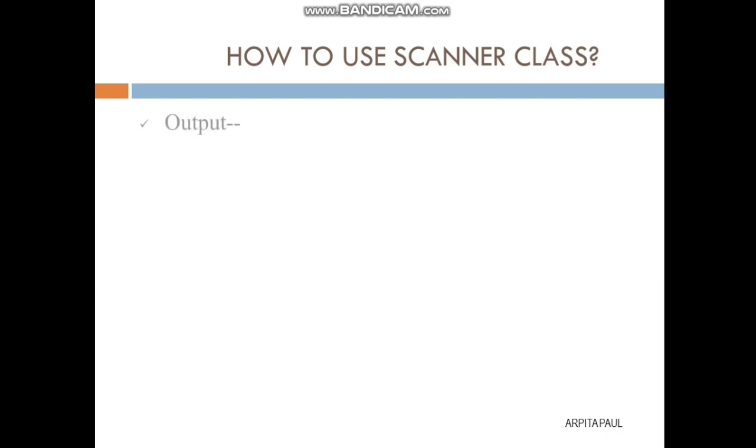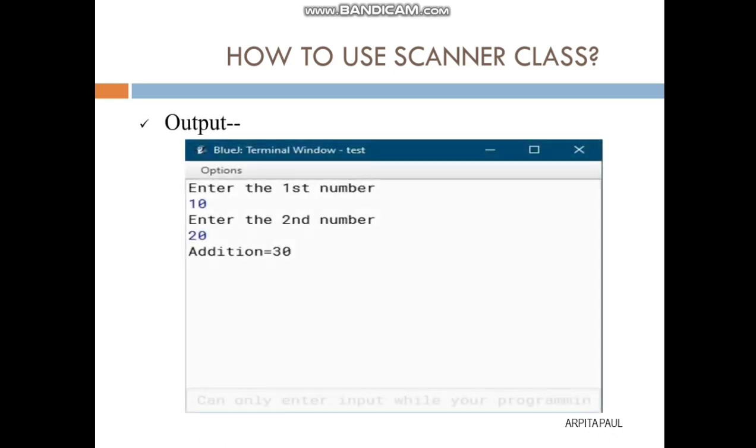Let's see. See the output screen here. First this statement will come, enter the first number, then you have to enter the value here. I have entered here 10, then enter the second number, I have entered here 20, then it will show you the output, addition equals 30. Okay, so this is how we can use scanner class to take input. You can try on your own.